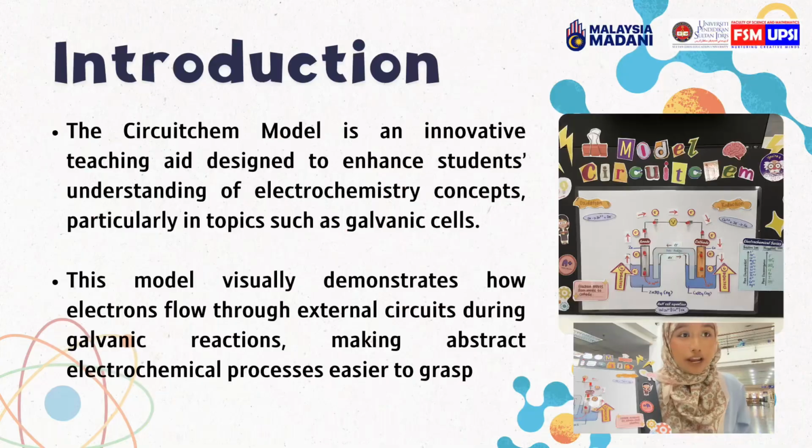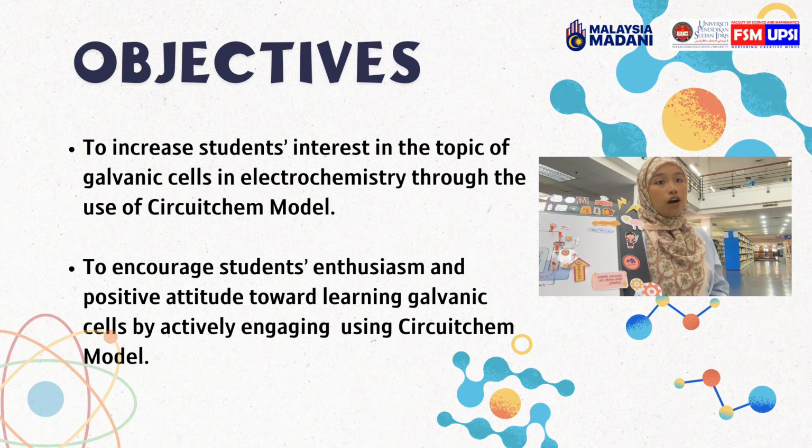Okay, the Circuitchem model is an innovative teaching aid designed to enhance students' understanding of electrochemistry concepts, particularly in topics such as galvanic cells. This model also visually demonstrates how electrons flow through the external surface during galvanic reactions, making abstract electrochemical processes easier to grasp.